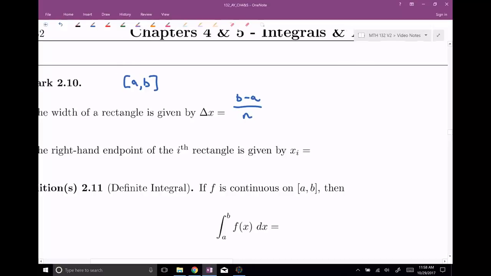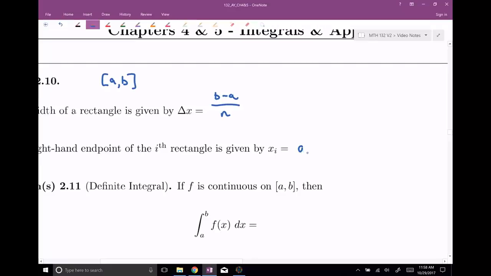Well, it's from whatever your starting point was. So in this case, a, ours was 1, right? We did 1 plus, and we did so many of those delta x's. So we did plus maybe i delta x's.